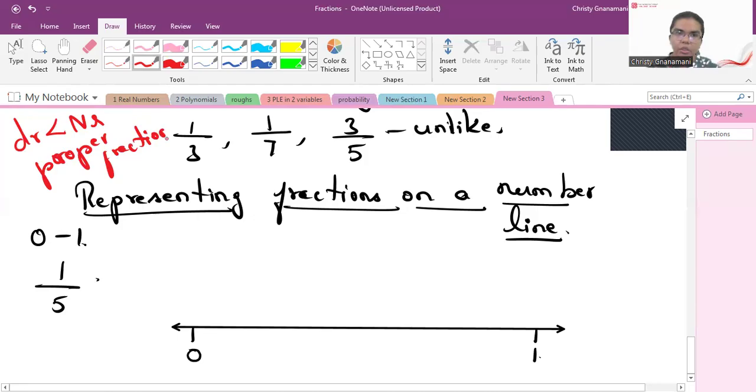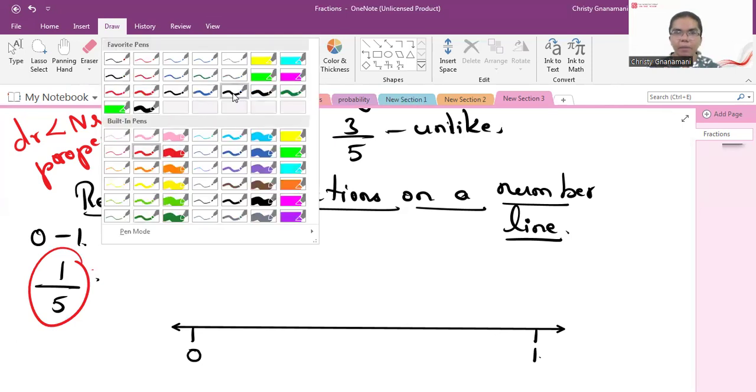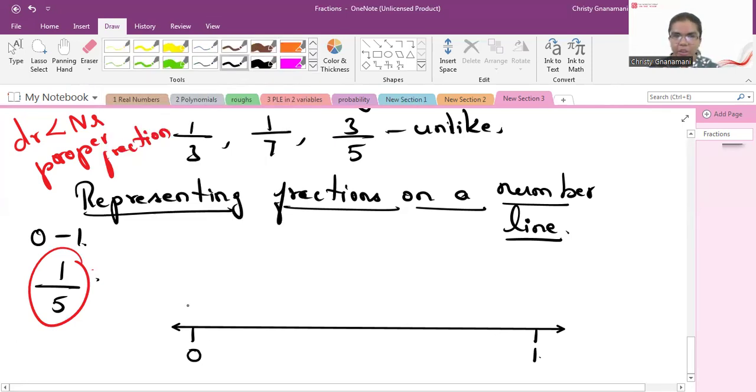So 1/5 is a proper fraction. Then how do you represent it on a number line? You can mark the two numbers because you know that it's going to lie between 0 and 1. So you can draw 0 and 1. And this portion has to be divided into 5 equal parts, right? Because you're representing 1/5. So it has to be divided into 5 equal parts.